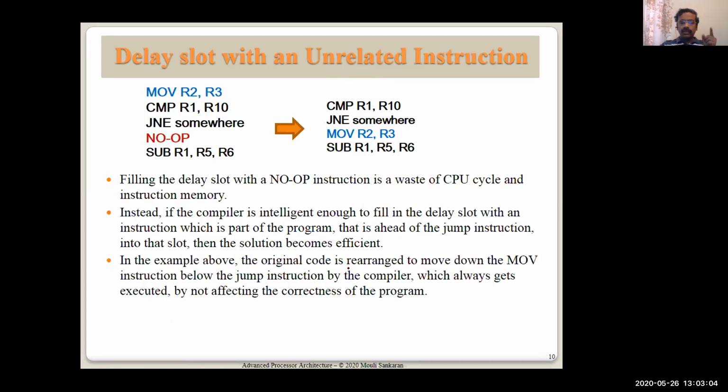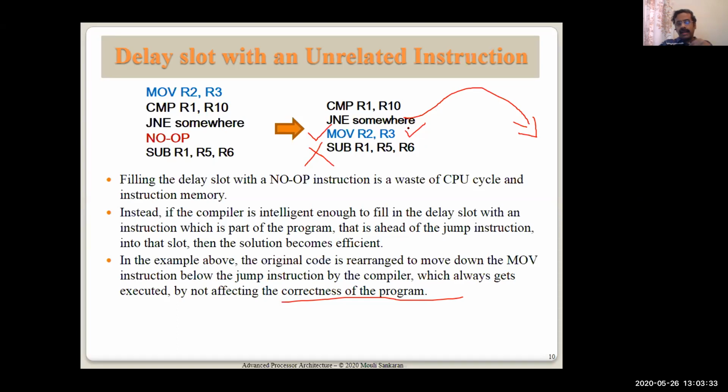In the example above, the original code is rearranged by the compiler to move the move instruction below the jump instruction, which always gets executed without affecting the correctness of the program. So it is always executed. Don't think that even if jump is happening, this instruction is executed, but not this. Remember it. If any of you have any doubts, remember it.